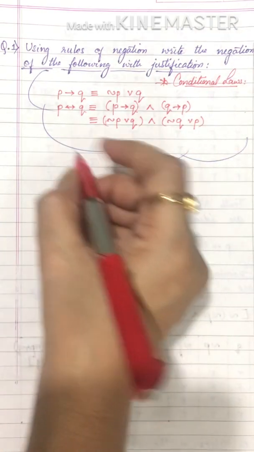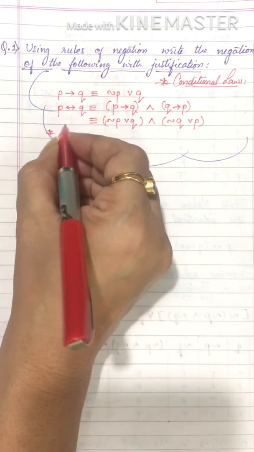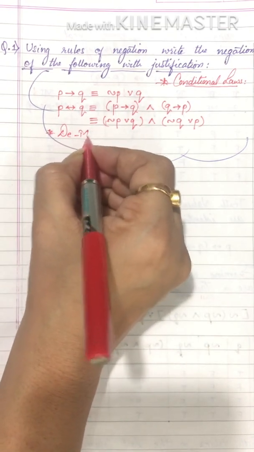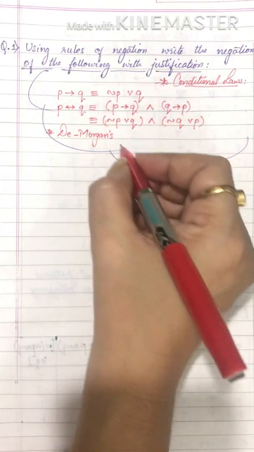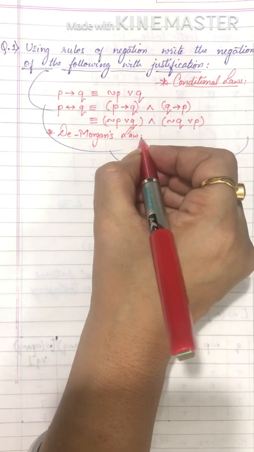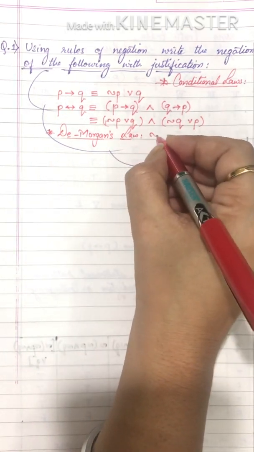Now, a few people suggest that you need to learn all these laws by heart, but this is my suggestion: please do not learn anything by heart in mathematics. Just keep on practicing the sums, and whenever you use the laws during a sum, they will automatically fit into your mind. Okay, now there is De Morgan's law.